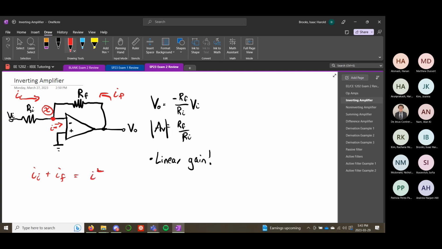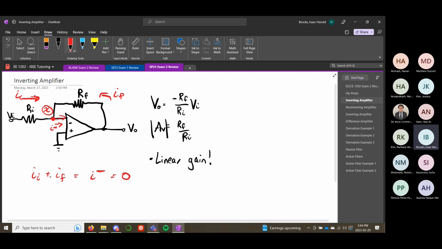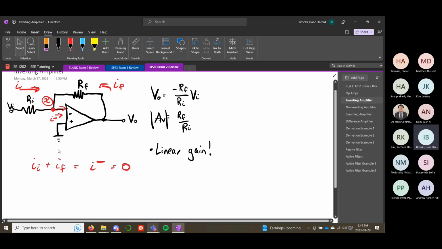So we can say that these two currents, Iin and IF, are going to add up to 0, because there's going to be no current flowing in here. Any current going here is going to have to continue on through the feedback resistor. Okay? So that's our current equation, and if we do something with the voltages, then we can derive the gain.